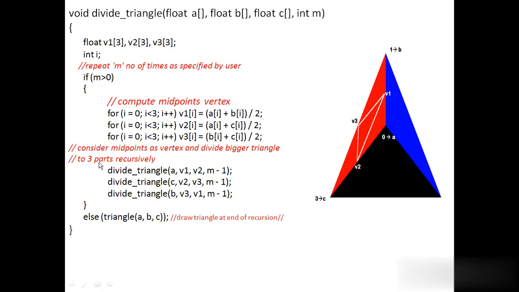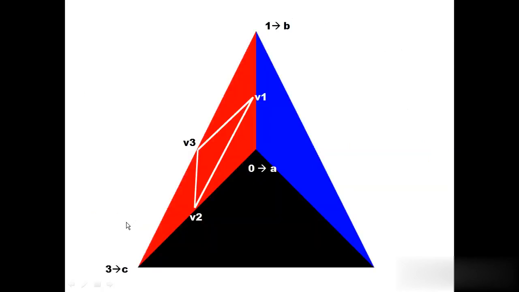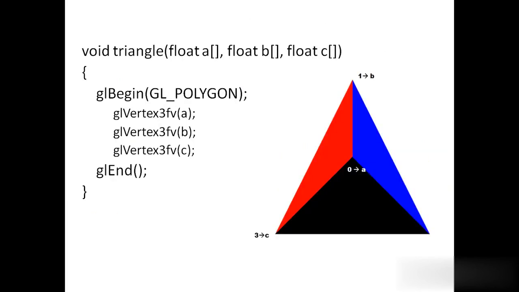It is possible only when m is greater than 0, because once we are dividing, the value of m is decreased by 1. So when it is less than or equal to 0, it simply draws the triangle at the end. It will not do any other stuff. So this is how the function divide triangle works.